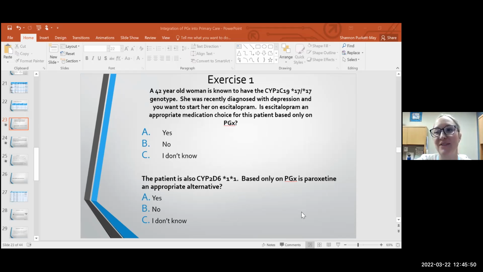Okay, Corey, what's star 1 star 1? Star 1 is wild type. It's always normal. That's the expressed normal phenotype, right? So she has expected metabolism on fluoxetine. Do you think it's an appropriate alternative just based solely on this information?